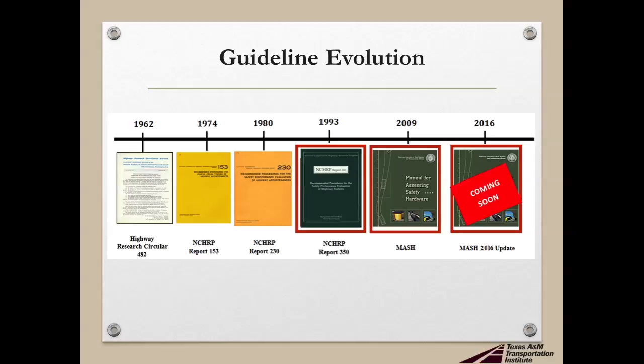MASH is the latest in a series of guidelines for testing roadside safety hardware. You can see a bit of that evolution on this slide. We start in 1962 with Highway Research Circular 482, a one-page document. Going down to 1993 with NCHRP Report 350, which perhaps some of you are familiar with, it had become a 132-page report. MASH superseded Report 350 in 2009 when it was published as an AASHTO document.